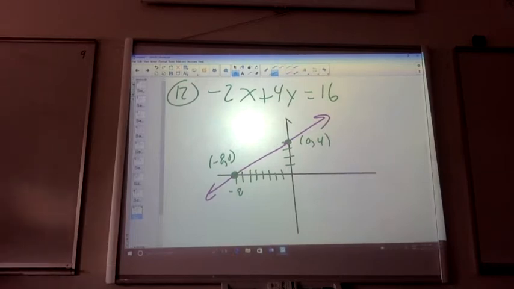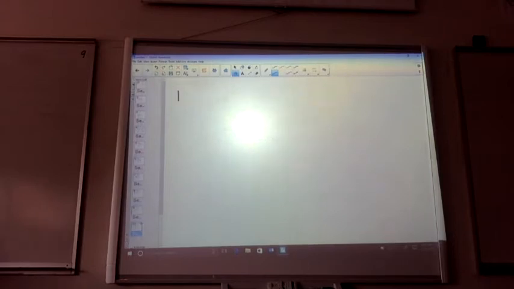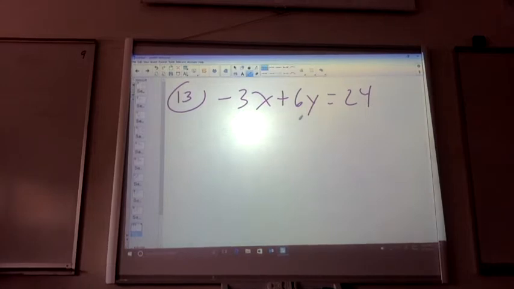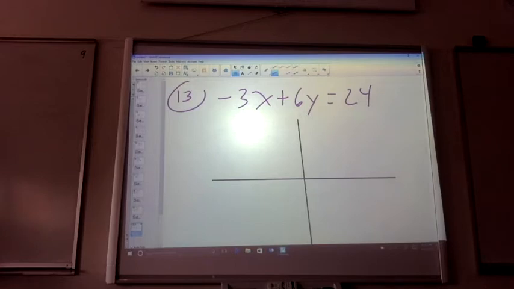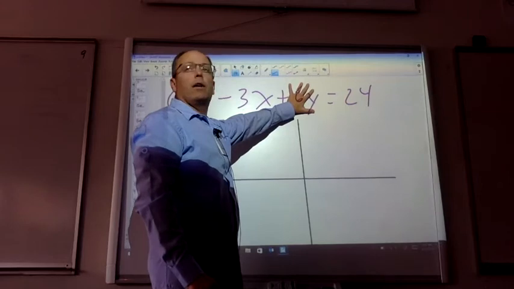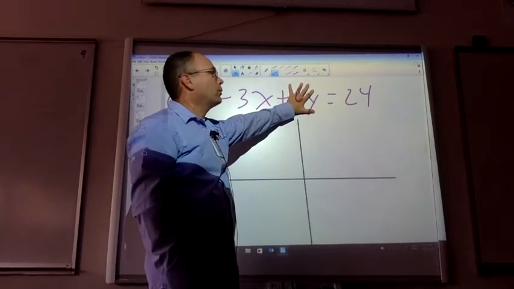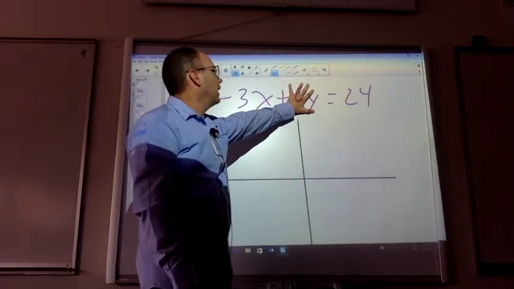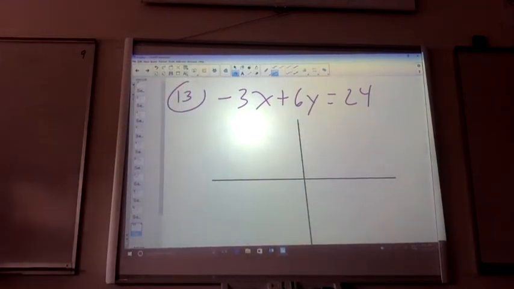Everyone feel comfortable about this? Number 13. Okay, let's figure out where it crosses the x-axis. So I'm going to cover up the y. So negative 3 times x equals 24. So negative 3 times what number gives me positive 24? Negative 8. What point is this? Negative 8, 0.